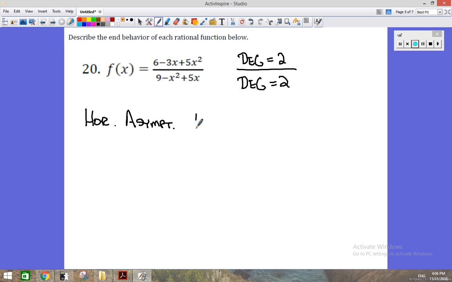So this horizontal asymptote is the line y equals, the leading coefficient of x squared in the numerator was 5, and in the denominator it was negative 1. Well, positive 5 divided by negative 1 is just negative 5.